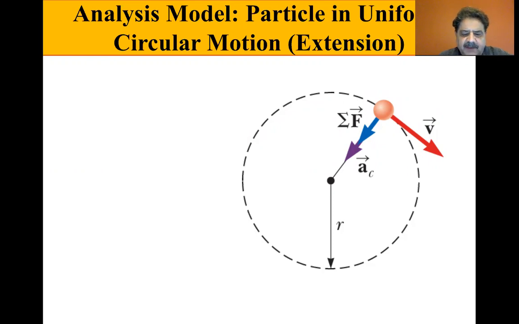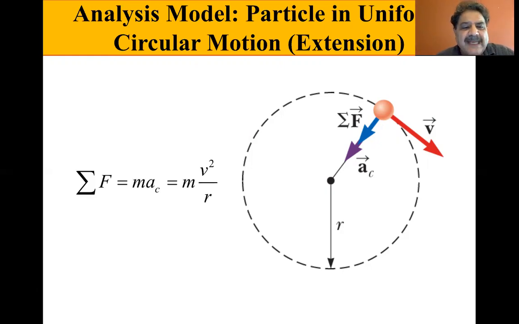Imagine a moving object that can be modeled as a particle. If it moves in a circular path of radius r at a constant speed v, it experiences a centripetal acceleration. Because the particle is accelerating, there must be a net force acting on the particle. That force is directed toward the center of the circular path and is given by the sum of the forces equals mass times acceleration. Well, we know the centripetal acceleration is v squared over r, so it's equal to mass times v squared over r.